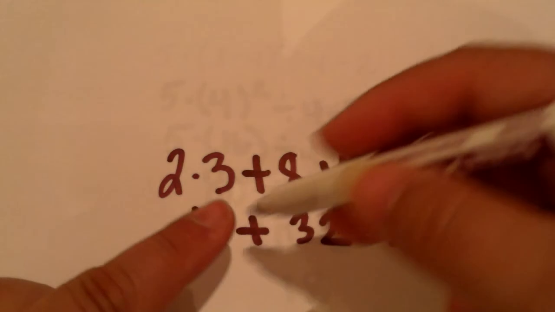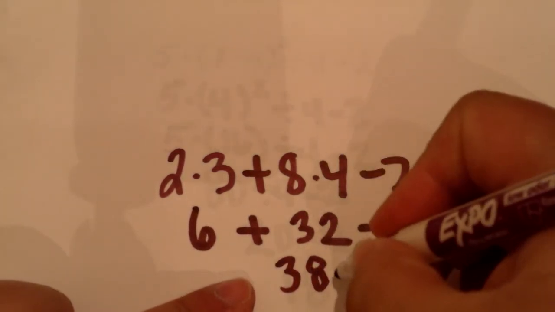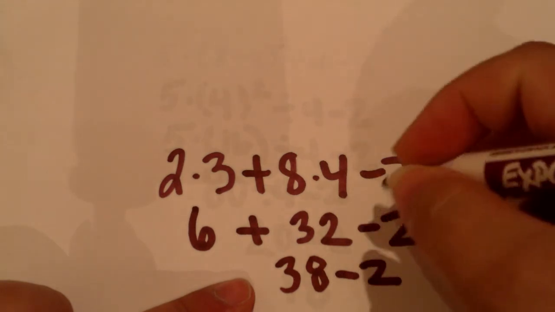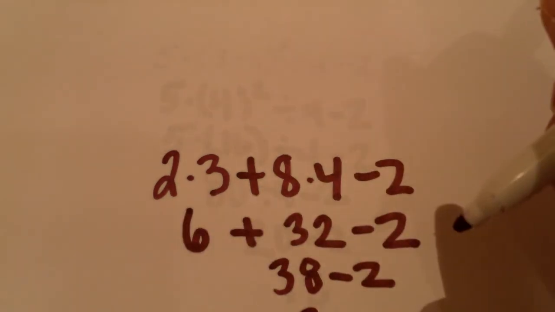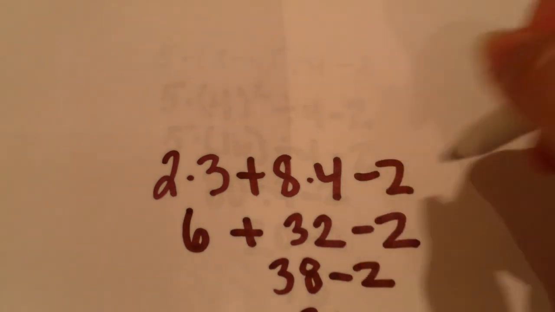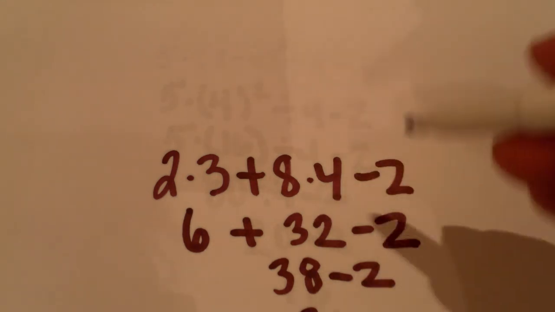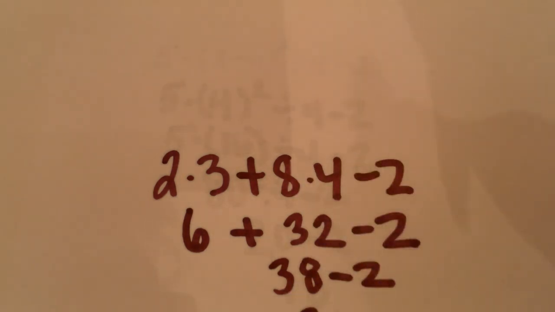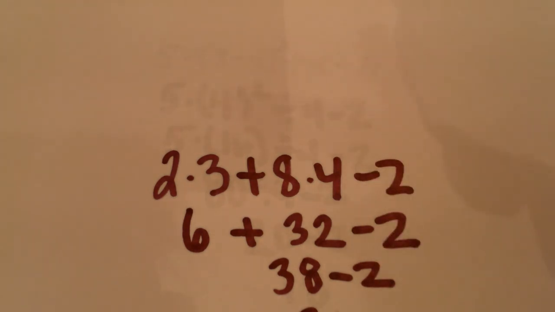Now remember, we're going to add, subtract again, going left to right. So we would have 38 minus 2, which would be 36. So sort of keep that in mind as well. Write your steps again and again. Don't try to do too much at once. That's the biggest error that students want to make. But practice, and you can do it.